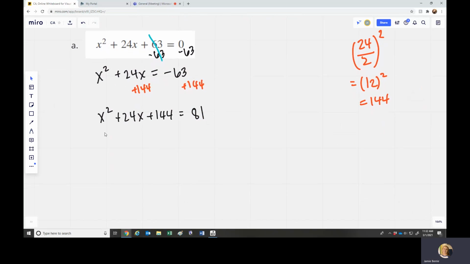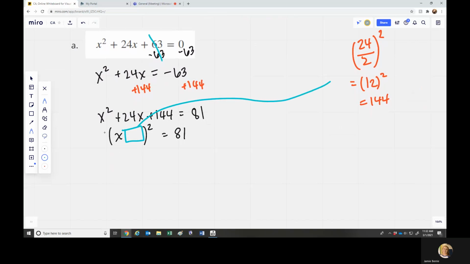Okay, so here is the little trick that you can use on the left-hand side. Each time it's going to factor to something that looks like this. You have your variable first, then you have a little blank space here, and it's going to be something squared equals whatever the right-hand side is. In this case, it's 81. Now this number here, this piece right here, it's going to come from right here. So it's whatever you got when you divided your middle term by 2. So in this case, it was a positive 12.